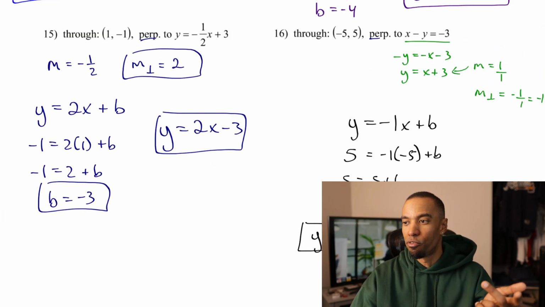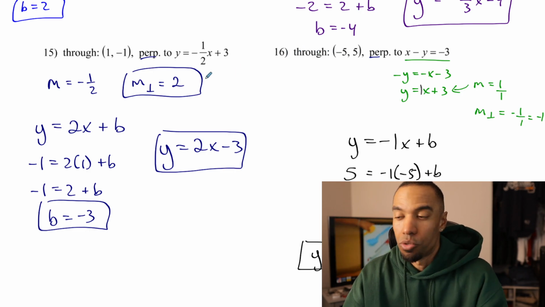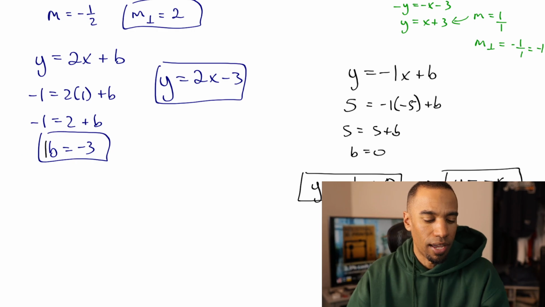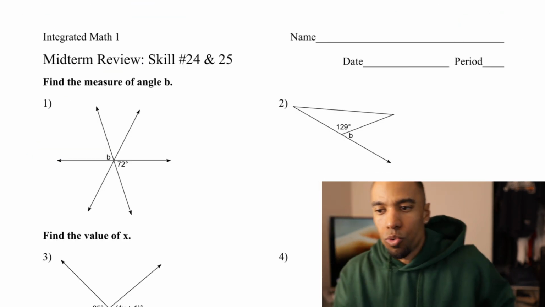Just like with this x from before, right? This x meant the slope was 1. You have to know that. That's its implied value. Anytime I solve for b, that means 1b, right? That's something to know. All right, last set of problems right here in skills 24 and 25.